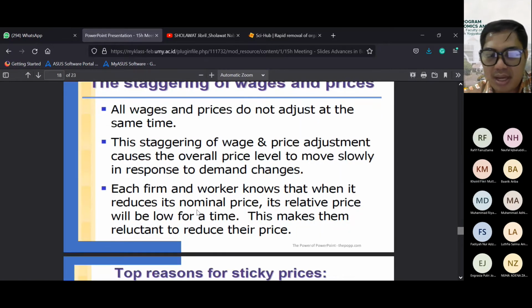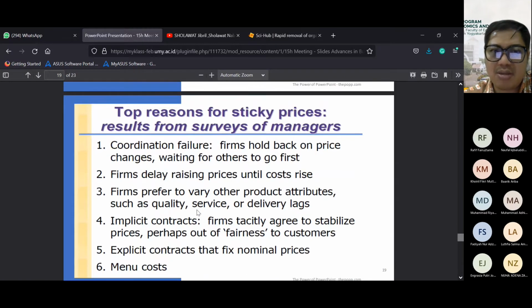And the second one is the top reasons for sticky prices, results from surveys of managers. Why are prices sticky? Sticky means very difficult to change. The first is coordination failure. The firms hold back on price changes, waiting for others to go first.